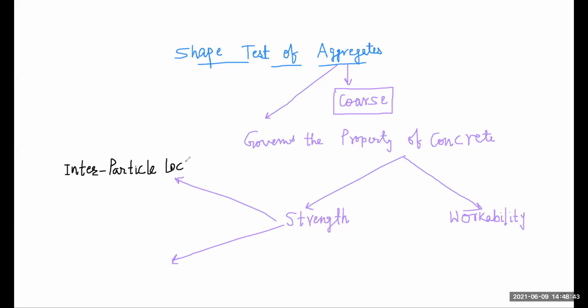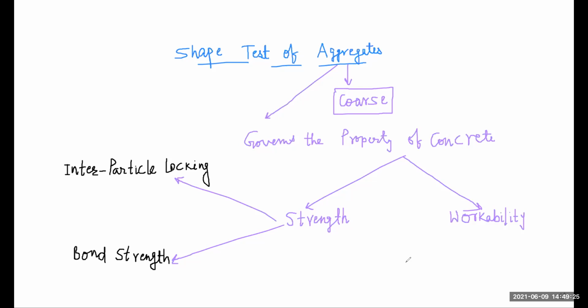Interparticle locking between the aggregates. And the second one is bond strength between the aggregates. Bond strength is another name given to friction. I already discussed these things in your last class; I am just brushing up on them. So the strength of concrete will be governed by these two properties of aggregate: interparticle locking and bond strength.